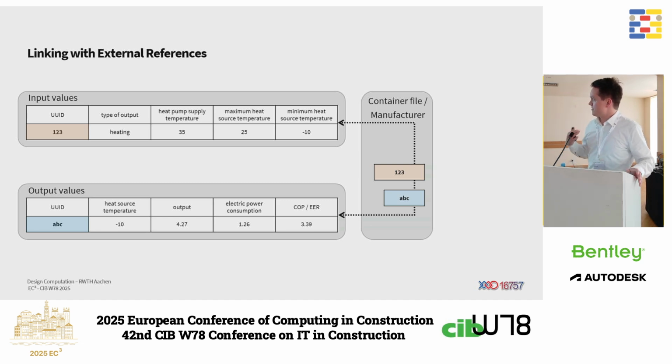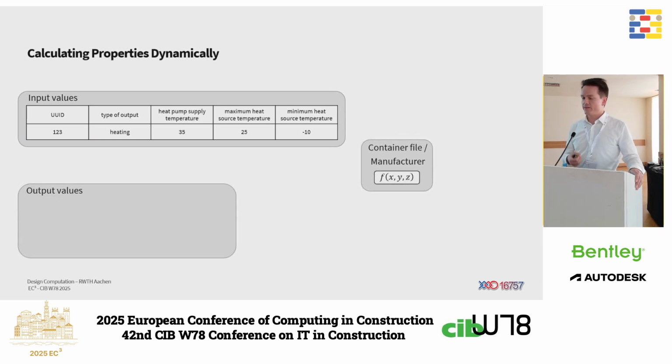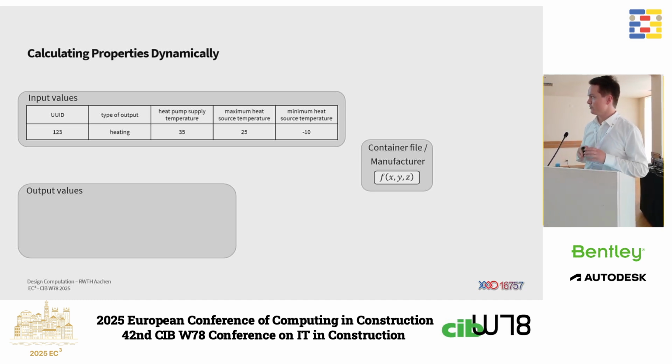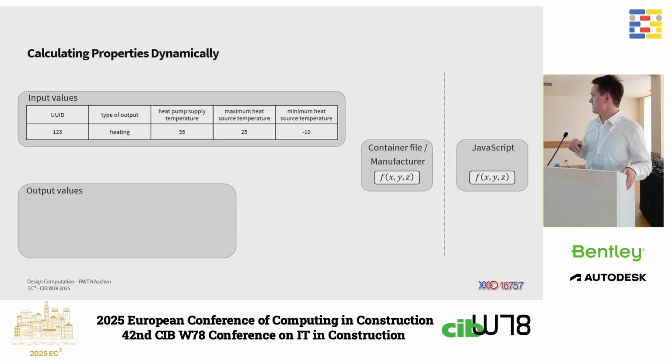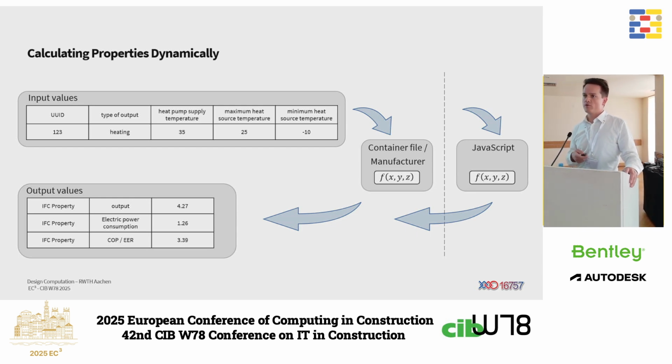And now we have talked about different methods of linking those values. Now we can start actually calculating them dynamically. And so we can do that either also in a container file or in the manufacturer system by implementing those calculation formulas there, or we can do it directly in our IFC files by using JavaScript code in the file that then gets executed. It references those values. It knows which input values are connected to which output values, and we can finally calculate them dynamically without having all this data in our file all the time.